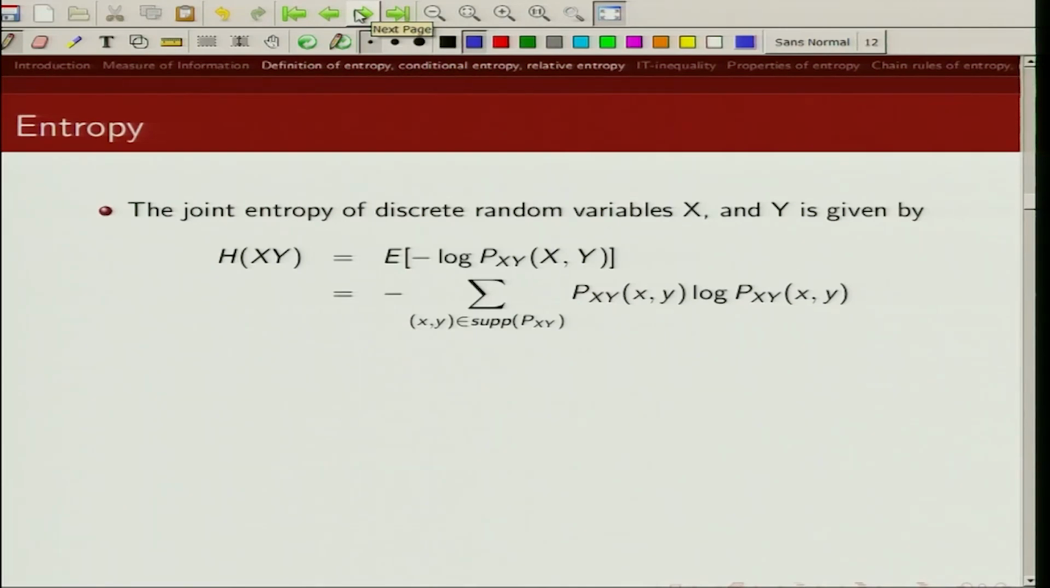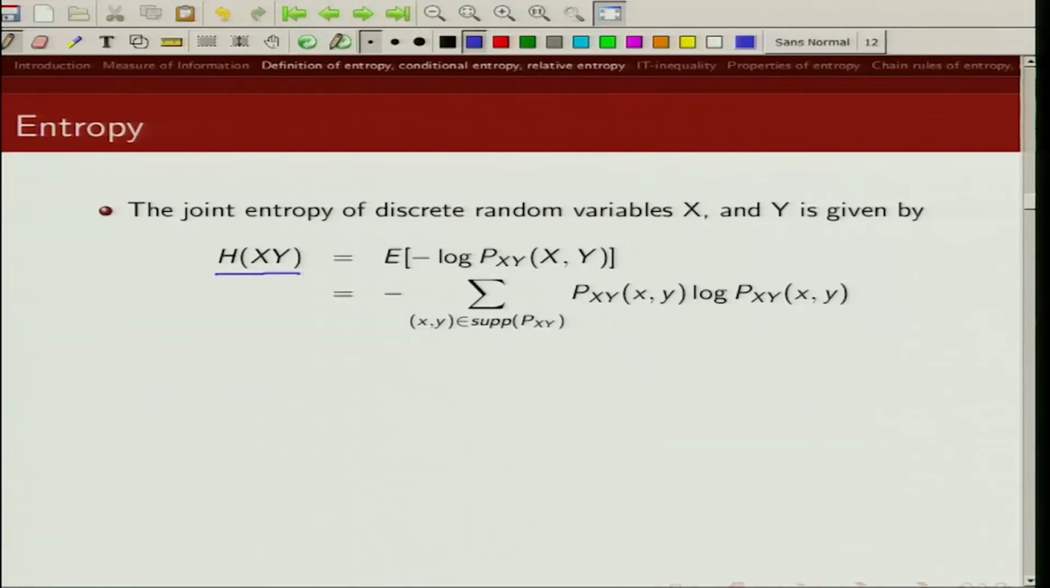Now similarly we can define the joint entropy of discrete random variables X and Y. The joint entropy of X and Y is defined as the expectation of minus log of the joint probability distribution of X and Y. So this can be written as minus the summation over the support set of the joint distribution of p(x,y) log p(x,y).